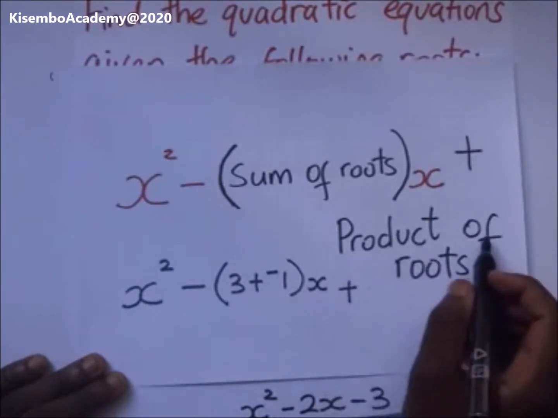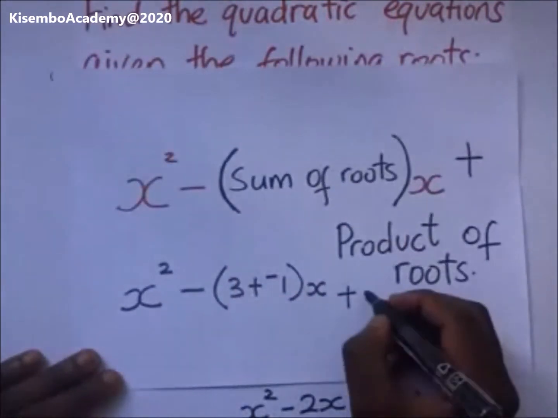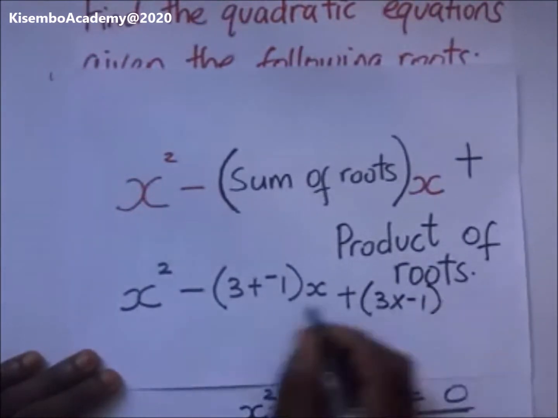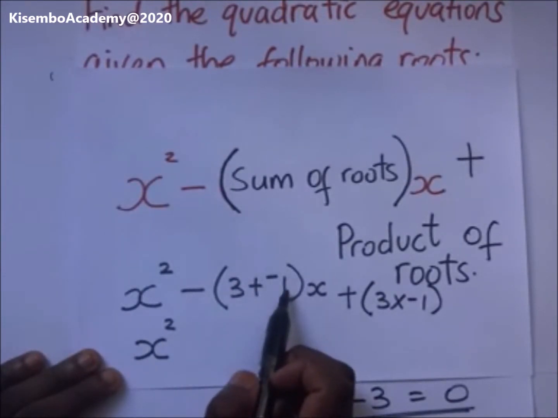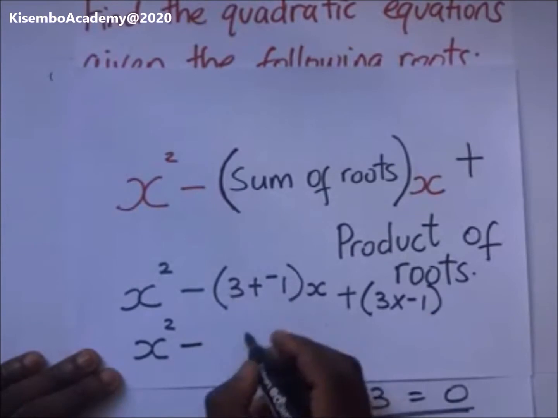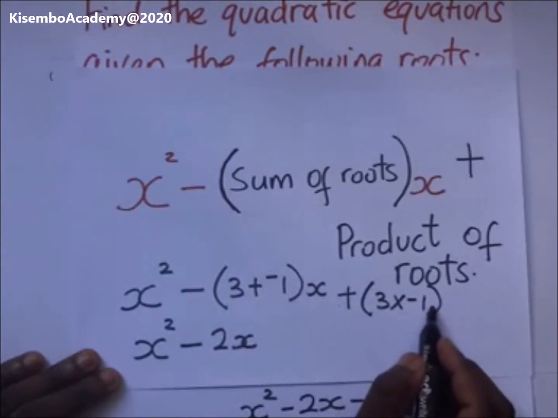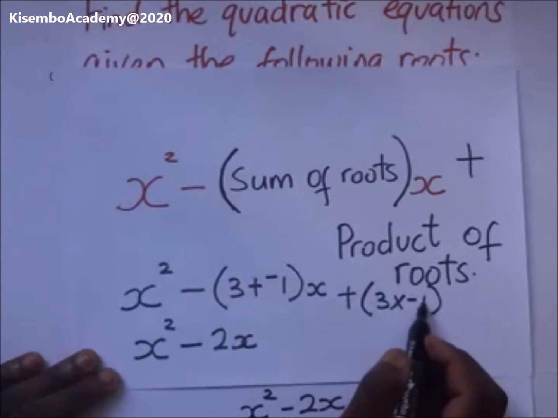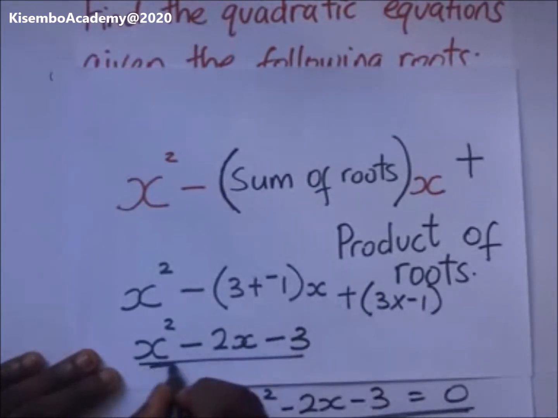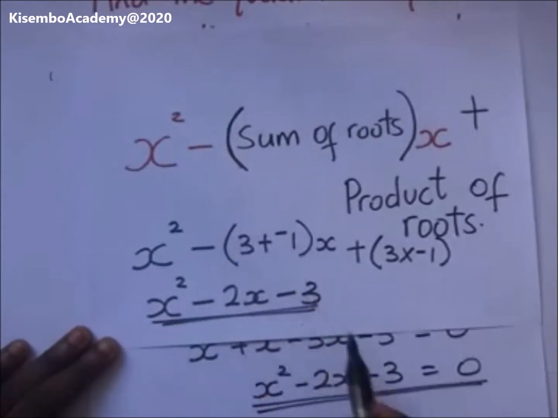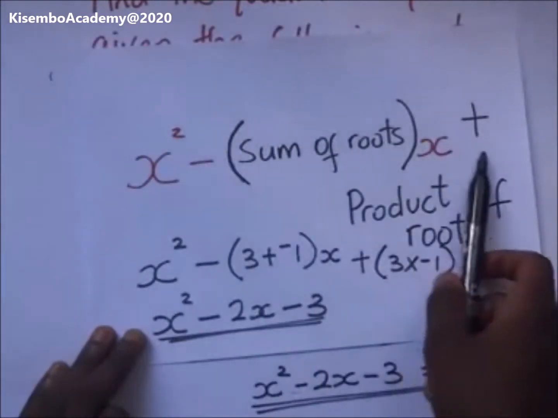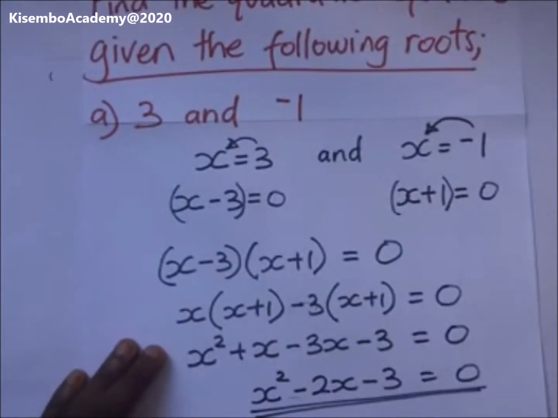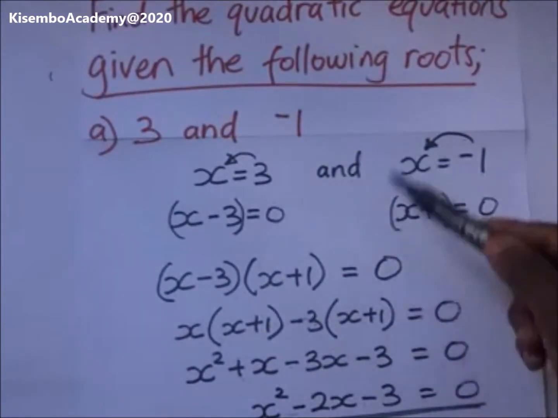The product of the roots is 3 times negative 1. So you end up with x squared, then 3 plus negative 1 is going to give us 2, so it's minus 2x, plus 3 times negative 1, and 3 times negative 1 is minus 3. So it's minus 3. And you realize that x squared minus 2x minus 3 is the same as this, x squared minus 2x minus 3. So whichever formula you use, you can use this expression, or you can decide to work backwards like the way we have done in this video.